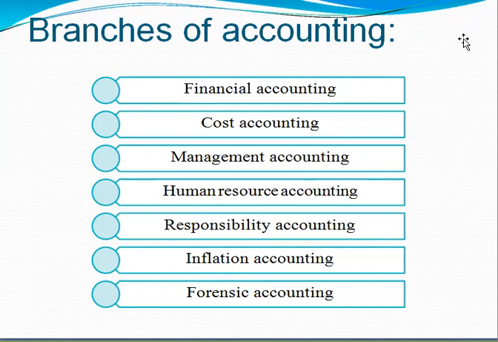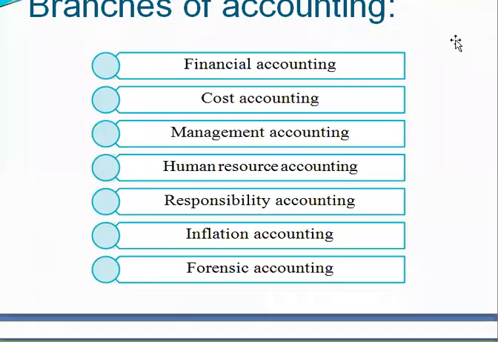In human resource accounting, we record all the transactions related to humans. In responsibility accounting, we delegate responsibility to different persons, different managers, or different levels of management. In inflation accounting, we record the inflation rate of the economy, and in forensic accounting, we record all the forensic transactions. This is all about branches of accounting.